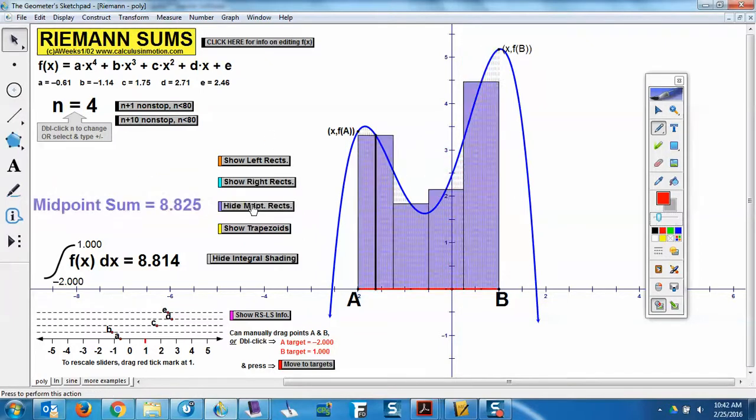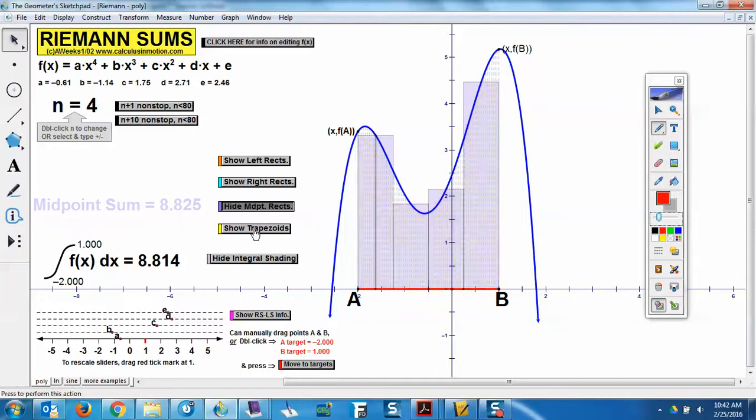Here's my midpoint rectangle. Right? Now it's much closer. Notice it's much closer, just like you saw before. So we take our midpoint and we go up to the curve. Take the midpoint of the subinterval, go up to the curve. Get the y value. The y value is the height times the width. You get the area. Okay?